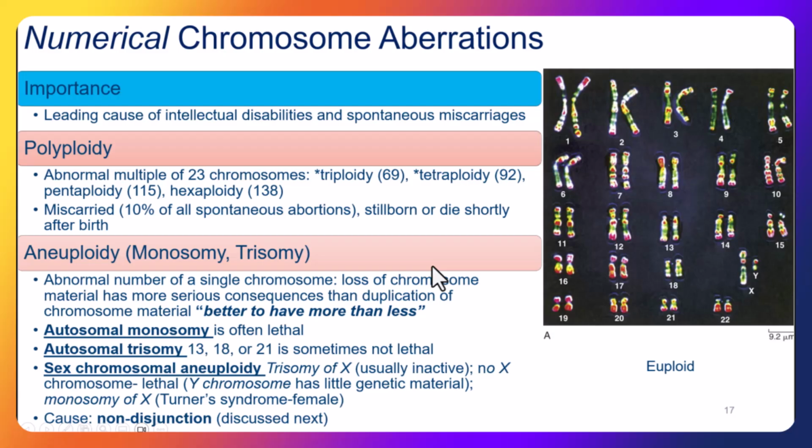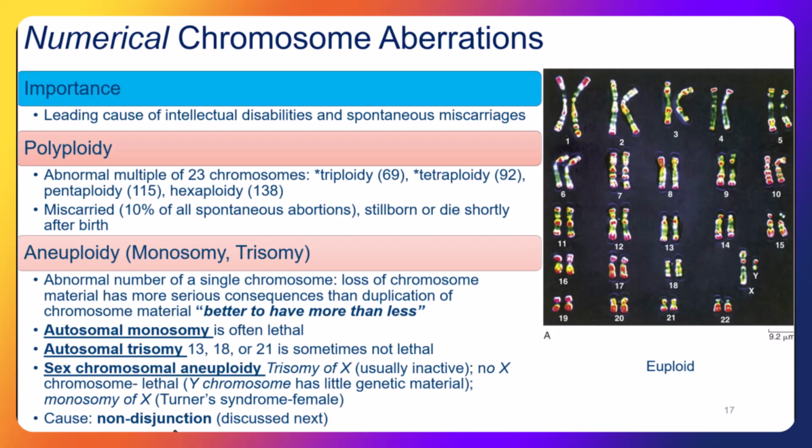Now, while this can occur transiently, polyploidy in humans is not compatible with long-term survival, meaning that most cases are going to result in early miscarriage, stillbirth, or even death shortly after birth. So this tells us that having a whole extra genome, having all of these extra copies of the genome, is profoundly disruptive.